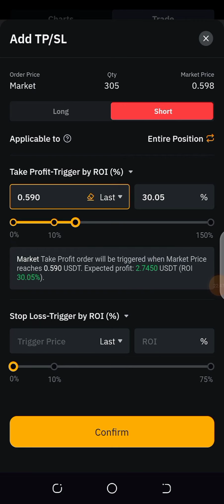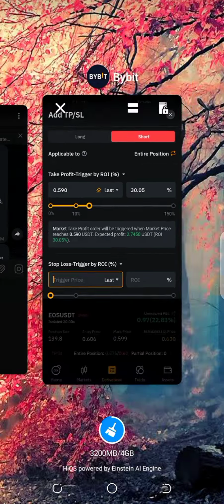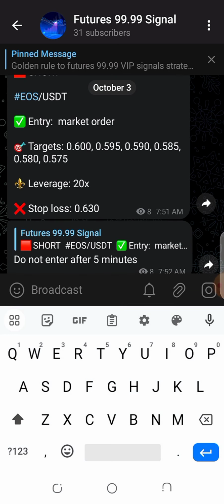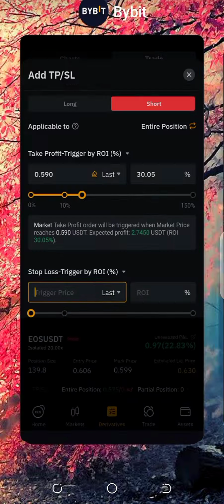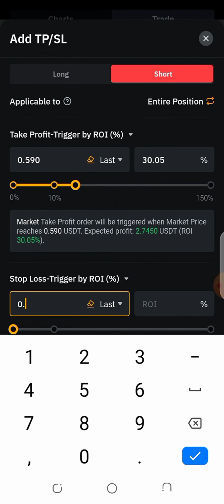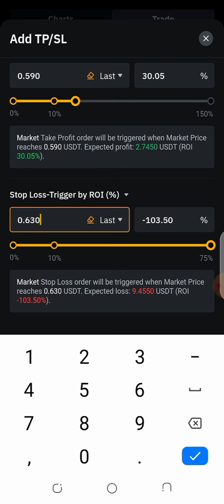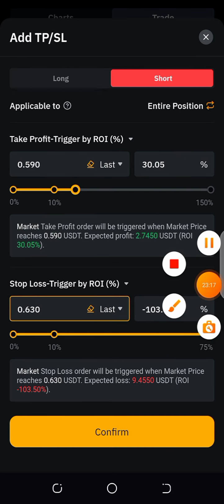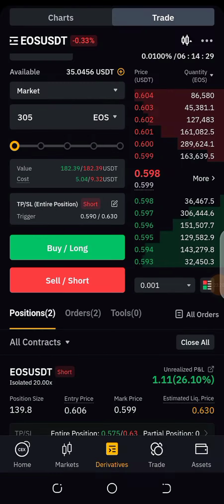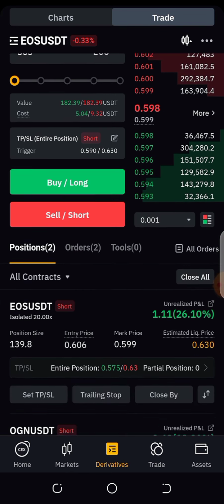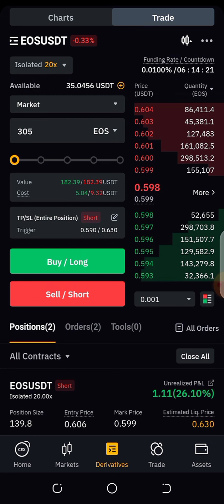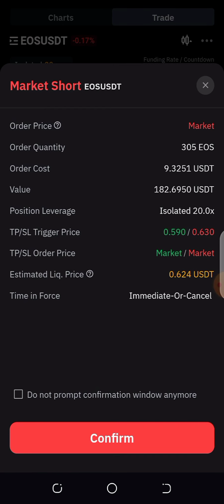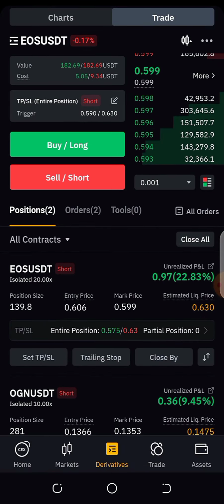Am I understood? Then we click on stop loss, then go back to our particular signal again. Then we have 0.630 as our stop loss. Then we come back and put in 0.630. As you can see, it will calculate your loss over here. So that is it. Okay, now let us continue. Let me click on confirm. As you can see, now immediately after doing that, you can then short. Now you have long and you also have short, but remember we are shorting here. Then you click on short and then confirm. Immediately your trade will start running as these ones you are seeing here.